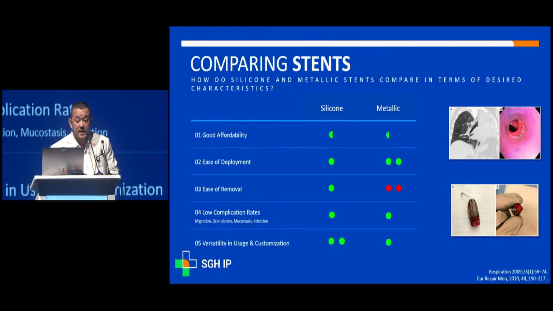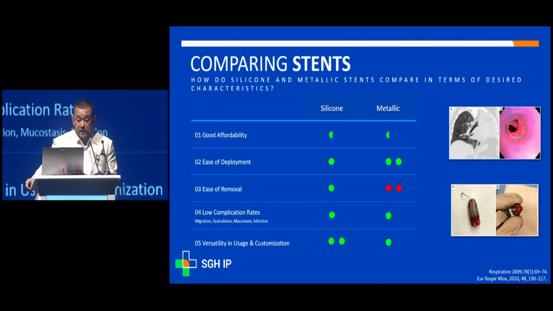So comparing the stents, how do they compare in terms of silicone and metallic stents? Just to make it very simple, if you read the literature, they call it hybrid stents and so on, but I think I'll just simplify it: silicone and metallic. And most of the time, we don't usually use purely metallic, meaning purely uncovered stents. So it's either partially or completely covered metallic stents, and the covering material can be silicone, PTFE, etc.